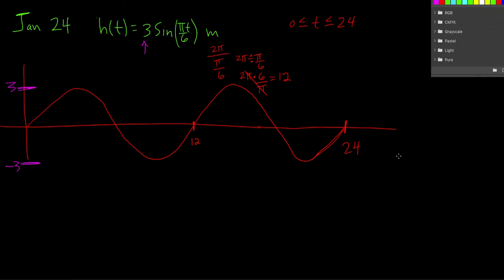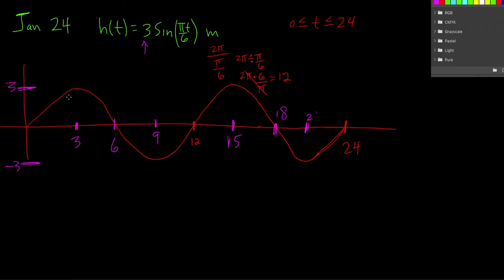And then part B says, when is high tide and what is the maximum height? So half of this, that's going to be a 6. Half of that's going to be a 3. So this one's 9. Halfway in between there is going to be 18. And so halfway in between there is 15. And halfway between there is 21.